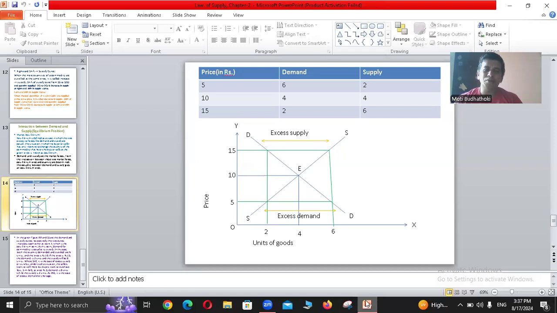And both producer and consumer are satisfied only at one point, that is the intersecting point of the demand and supply curves, which is point E, that is called the point of equilibrium.